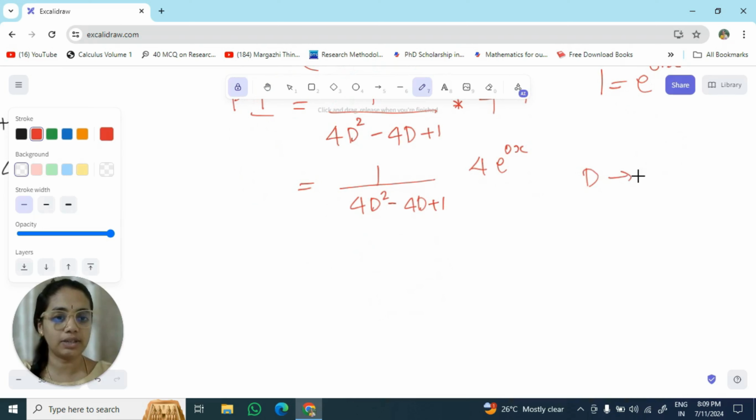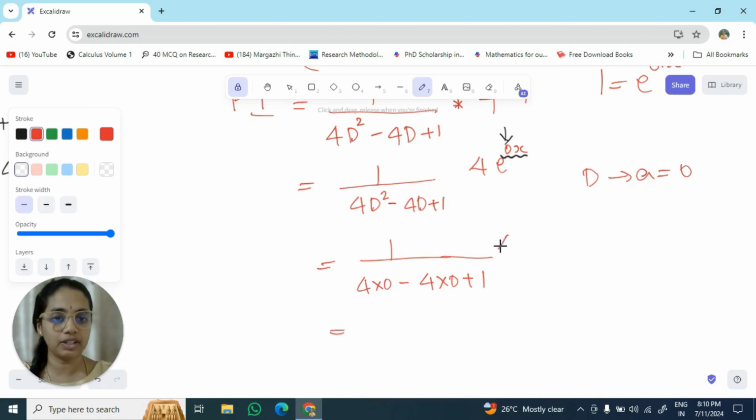We will have to replace d with a. And what is the value of a over here? The value of a is the coefficient of x. What is the coefficient of x in e power ax? It is 0. So the value of a over here is 0. So just replace wherever you have d as 0, we get 4 into 0 minus 4 into 0 again plus 1. Right?